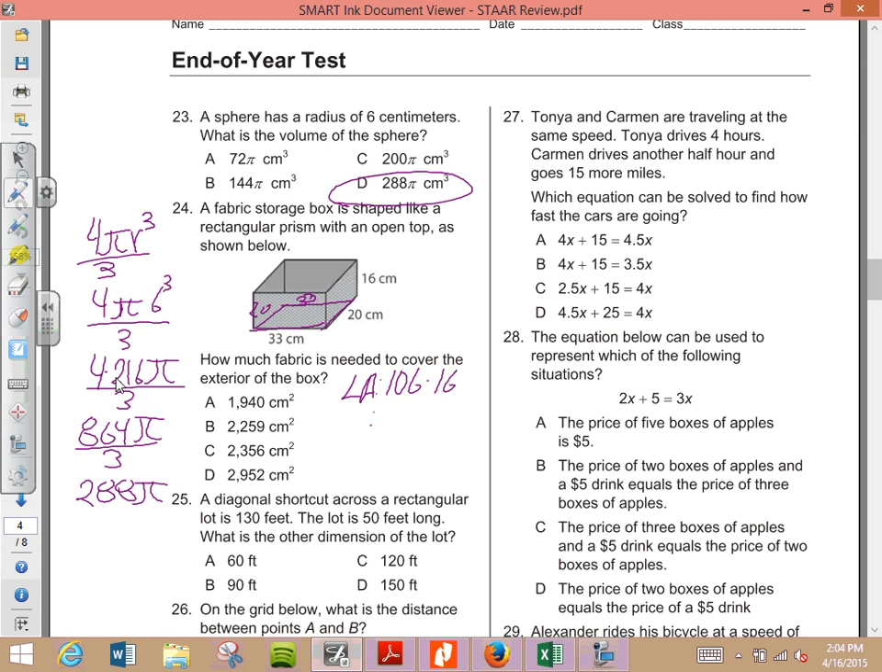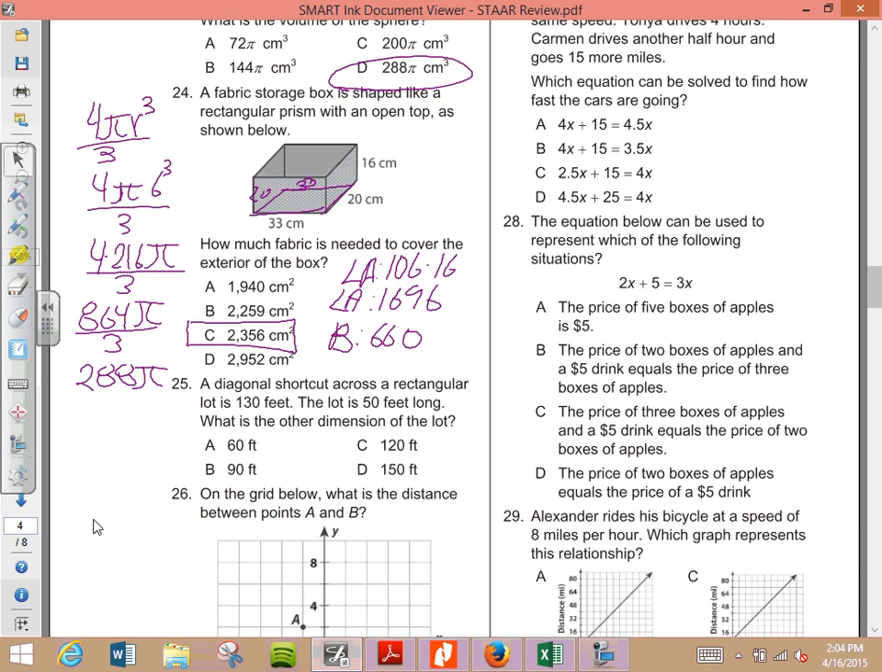And what is the lateral area? 96. That is just the lateral area. Now we have to find the area at the bottom, right? We don't care about the top because it's open, but the bottom one we have to. So the area of the bottom would be 660. When you add it, you get this, right? 6, 5, 3, and 2. Yep. Careful with those.